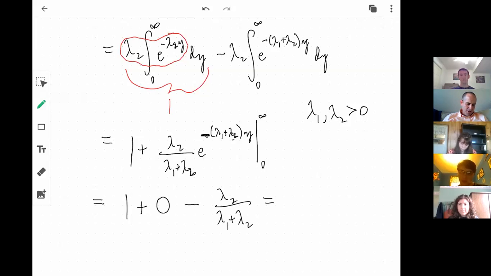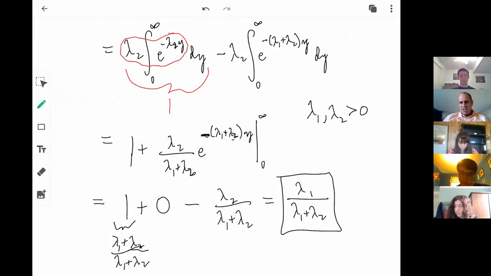Let's see here, what do I get? Maybe I could write this as lambda 1 plus lambda 2 over lambda 1 plus lambda 2. Then some stuff cancels and you just end up getting lambda 1 over lambda 1 plus lambda 2. Which is kind of interesting, isn't it? I think that's pretty interesting.